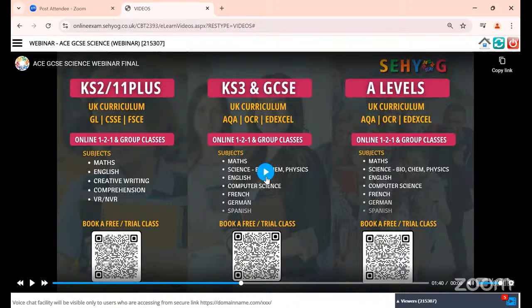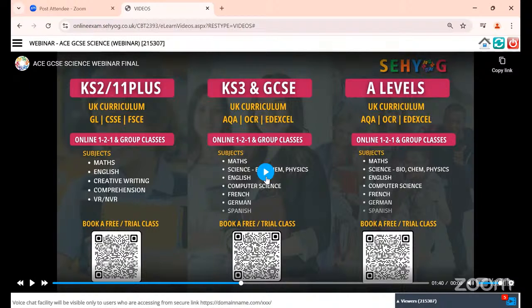Now, coming back to the kind of courses we provide, we have KS2, KS3, and A levels, meaning year 3 to year 13, all the classes, with different kinds of offerings and curriculums. For all the classes, we have different batches, specifically for the boards, for example AQA, OCR, and Edexcel. We have limited time, so we couldn't put in other boards like Eduqas, which is also another board we focus on. Because of the limitation of time, we have covered only the 3 major boards.